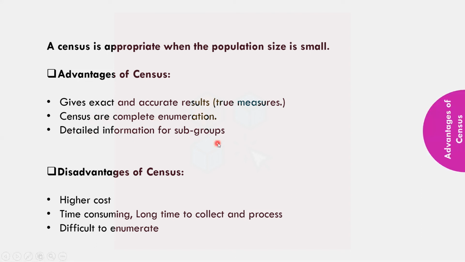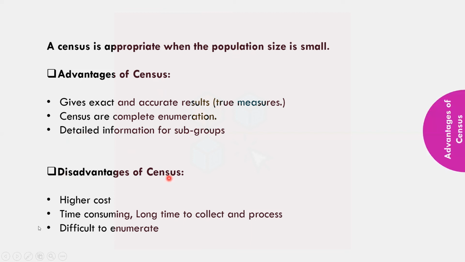Another advantage is detailed information for subgroups. If the population size is small, subgroups are constructed, and from the subgroups you can collect detailed information from each unit. But if the population size is too large, it is not good practice to make subgroups and collect data in more detailed form. So detailed information is possible from a census if the population size is small.